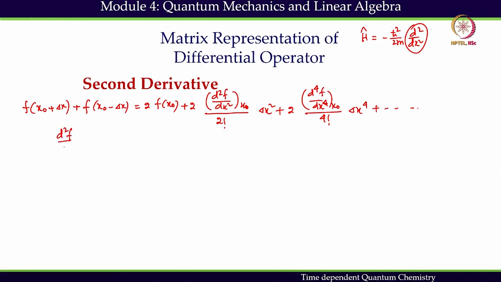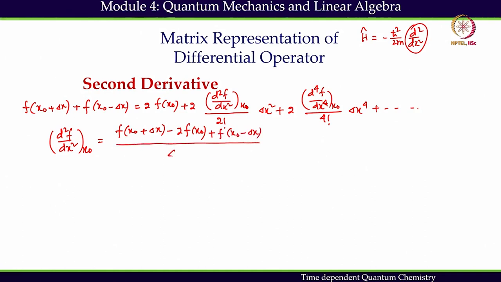So the second derivative at x equals x naught is going to be f(x naught plus delta x) minus 2 f(x naught) plus f(x naught minus delta x), divided by delta x square, plus the remaining part. Because the remaining part depends on delta x to the power 4, but I have to divide it by delta x square, finally the error is going to be of order delta x square. That's going to be the error.